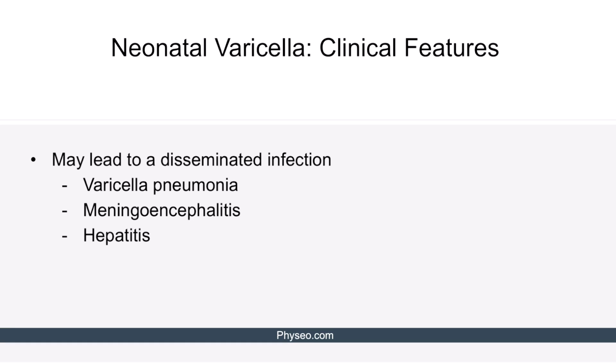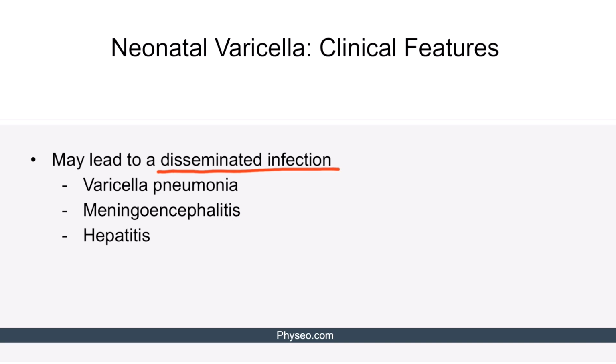Now, as stated in an earlier slide, neonatal varicella can lead to disseminated infection. That's pretty broad. It just means that it goes somewhere else in the body. It's not great, but there are just a few areas of the body that you're worried about. One, the virus can spread to the lungs, causing varicella pneumonia. It can also spread to the brain and meninges, causing meningoencephalitis, or spread to the liver, causing hepatitis.